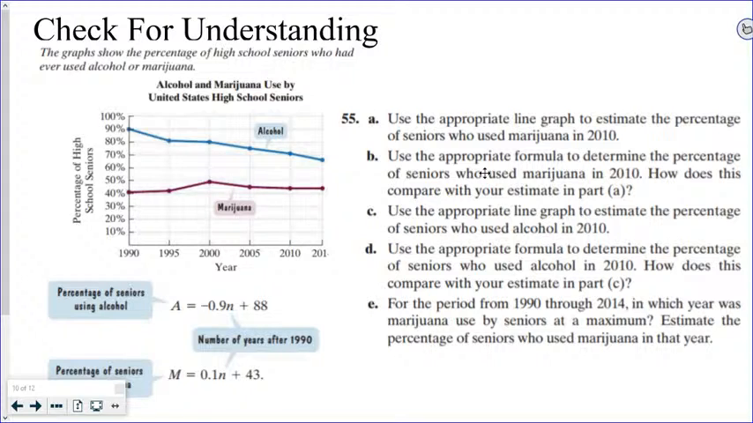If the question is ever estimate, if you are remotely close to that, you're going to look at my answer key later and be like, ooh, I was close, but that's not the same. You're fine. Now, if my estimate was 60 and you said 92, probably not okay. But within reason. Part B, use the appropriate formula to determine the percentage of seniors who use marijuana in 2010.